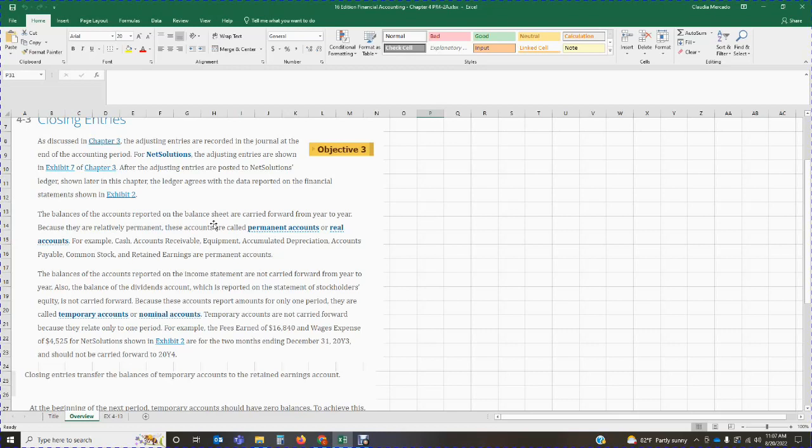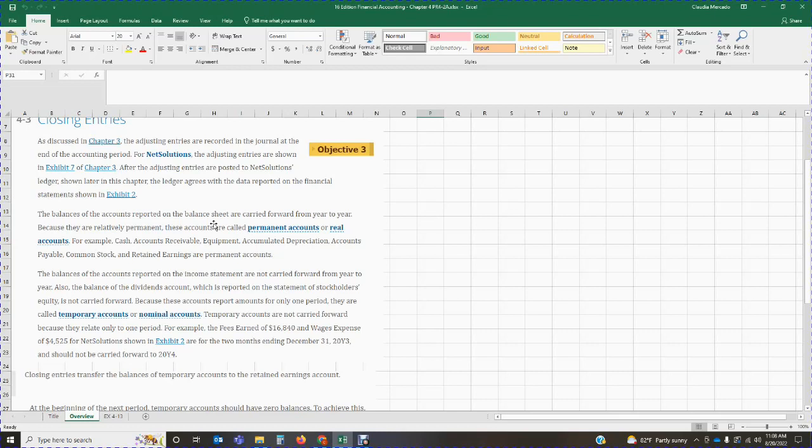So what does that mean, miss? Well, that means that those accounts will always stay. You're just going to roll over the balance to the next year. That's all you're doing, rolling over that balance to the next year. Then we have some other accounts that are temporary accounts or nominal accounts, okay? So the balances of the accounts reported on the income statement are not carried forward from year to year. So if you see an account on the income statement, and remember on the income statement we have two types of accounts, we have your revenues and we have your expenses. So those accounts are your temporary accounts, okay?